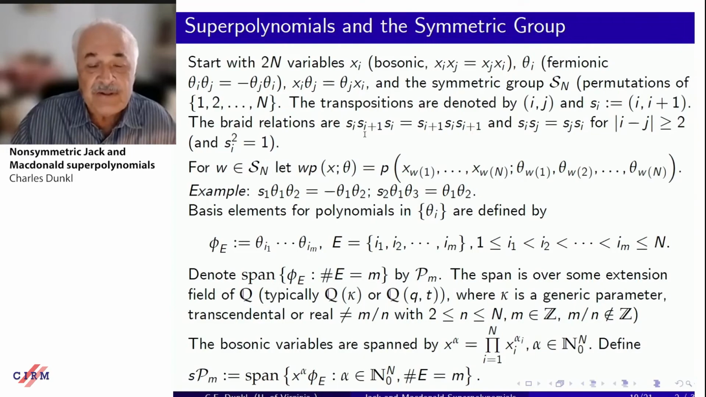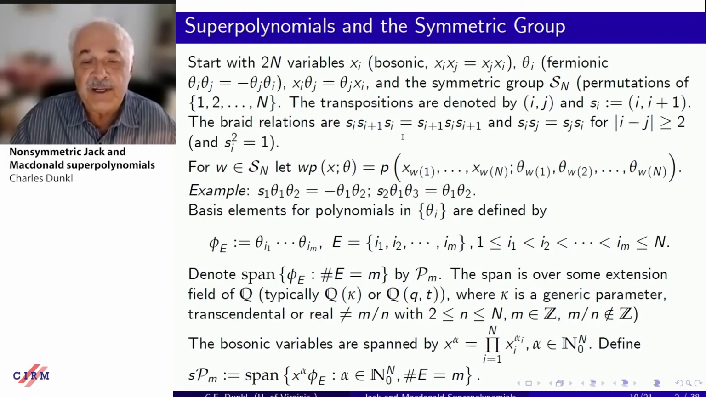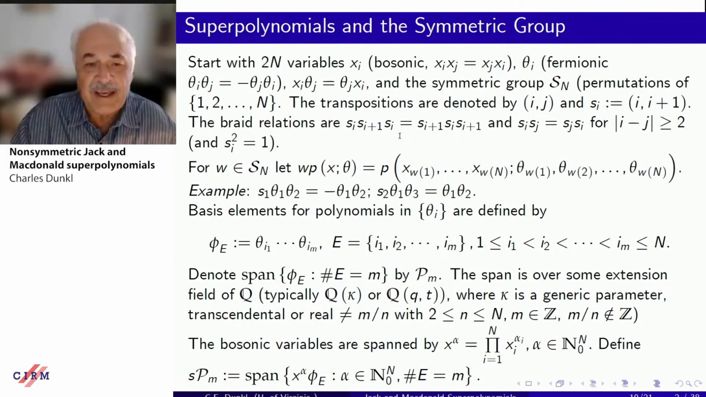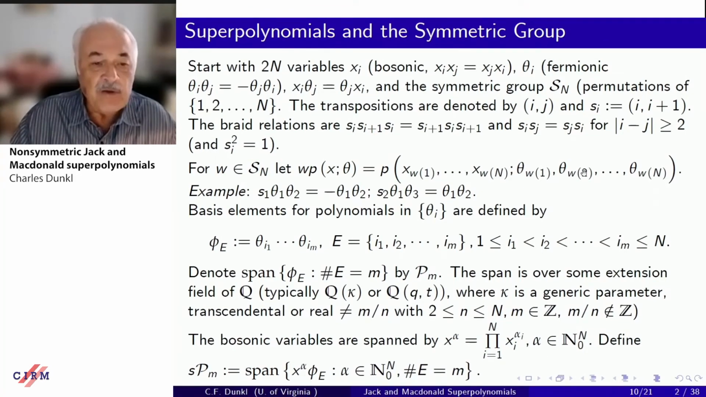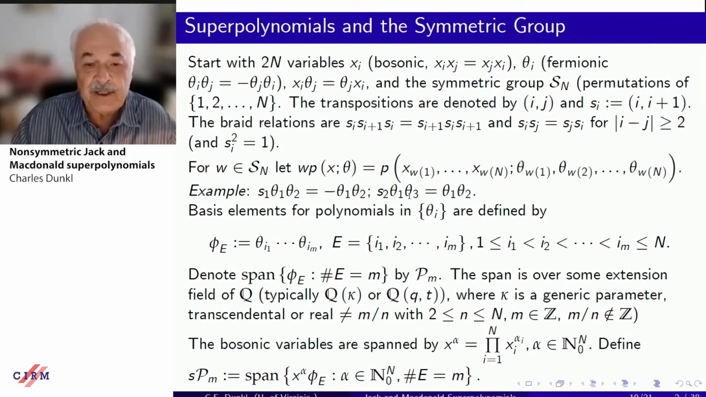The braid relations are, as you can see, the Coxeter relation would be that the product of s_i times s_{i+1} is of period 3. The s's commute if the i and j are far apart. The permutations act on polynomials by permuting the variables. For example, s_1 on theta 1 theta 2, since it interchanges them, and because of the skew property, you get a minus sign. s_2 on theta 1 theta 3 just takes theta 3 to theta 2.